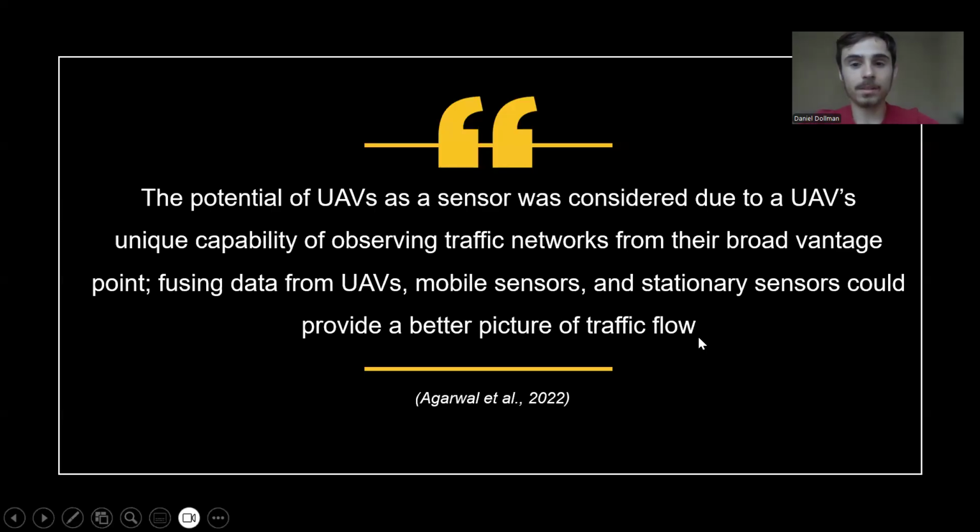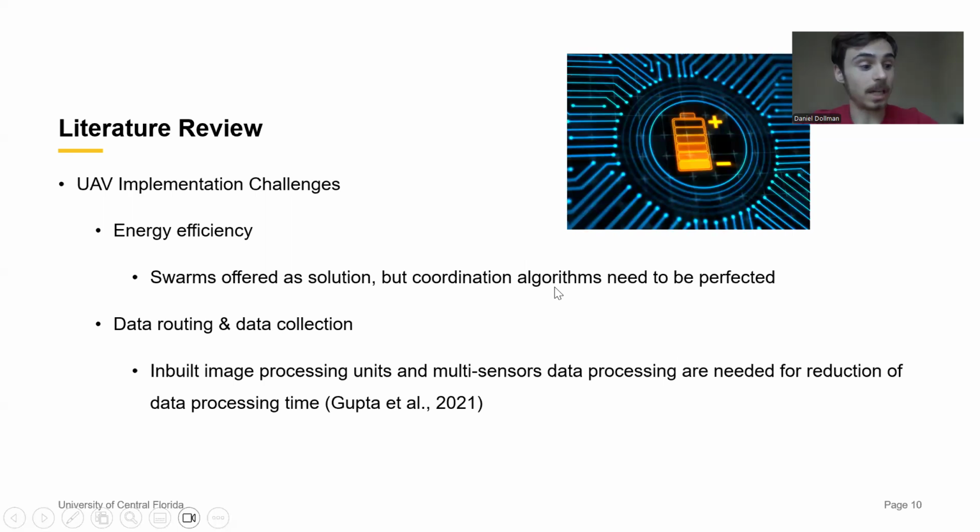And then this essentially ties it all together in that UAVs can be a pretty good sensor because, unlike mobile sensors, which usually refer to cars, and stationary sensors, which are like tubes and similar technologies, UAVs have a different vantage point that traffic engineers can benefit from to better understand the traffic flow patterns that exist in today's urban cities. There are some implementation challenges, however.